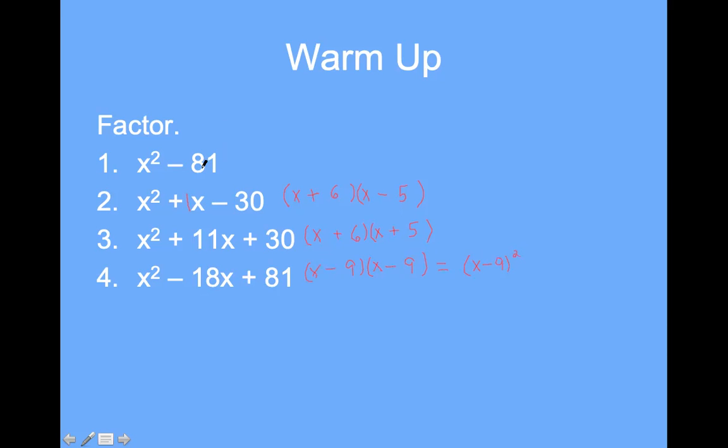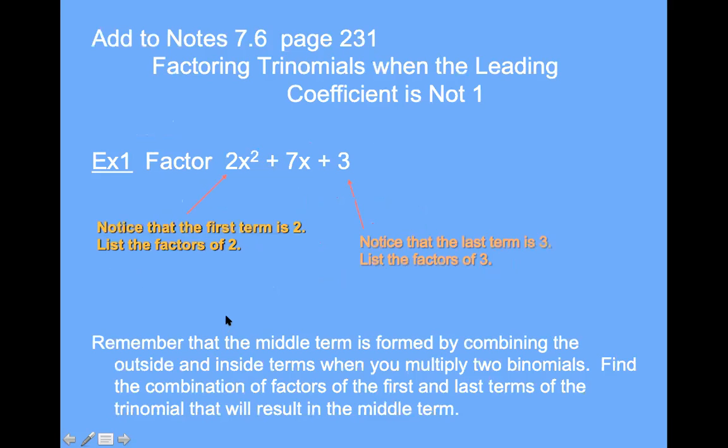This one up here is also one of the special ones. If you remember, when there's no middle term, it means that our signs must be opposite. So we have x and x. Two numbers we can multiply to get 81 are 9 and 9. But if I don't have a middle term, it means I'm combining a positive 9 with a negative 9, because that would be 0x.